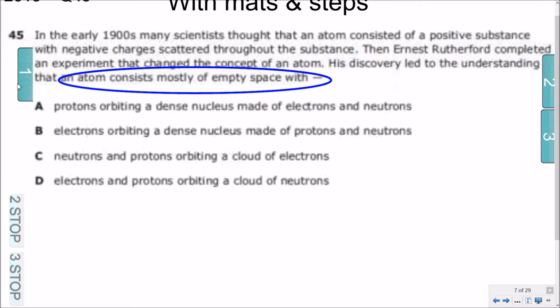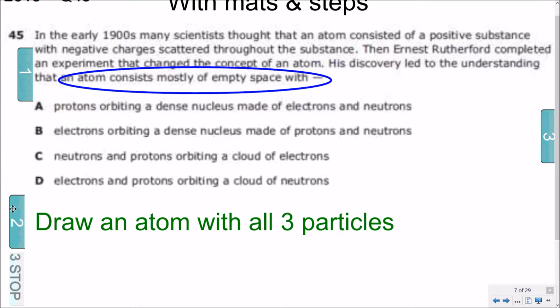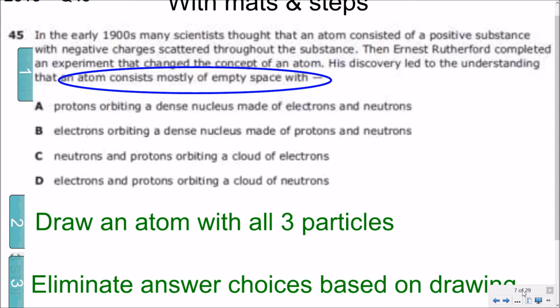Step 2, the teacher will instruct the students to draw an atom with all 3 particles. Now, although they don't have a picture in their reference materials, they do have the names of the particles, and hopefully with a little bit of prior knowledge activation, they could do this. Of course, the teacher might have to walk around and assist students who are still struggling. But the ultimate goal is to get an atom with all 3 parts correctly labeled. And then the final step will always be to eliminate all answer choices based on the drawing.